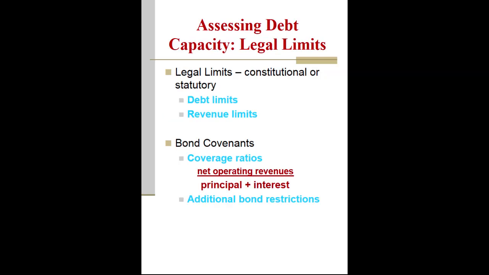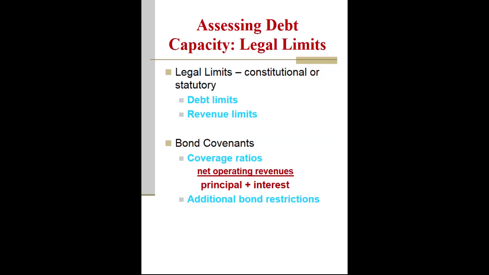Okay, let's look at legal limits. Legal limits can be established either in a government's constitution and/or through statutes, through legislation. In some cases, there are limits on debt that can be outstanding, expressed as debt as a percent of property wealth or debt per capita. There also can be debt limits expressed as debt service, which is a payment of principal and interest, as a percent of operating revenues.